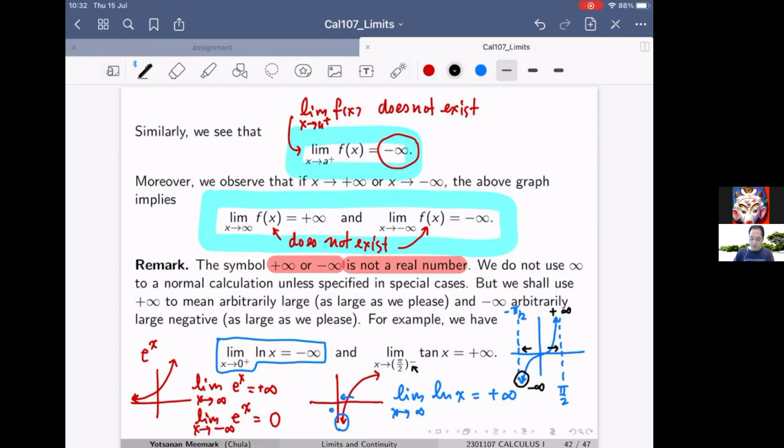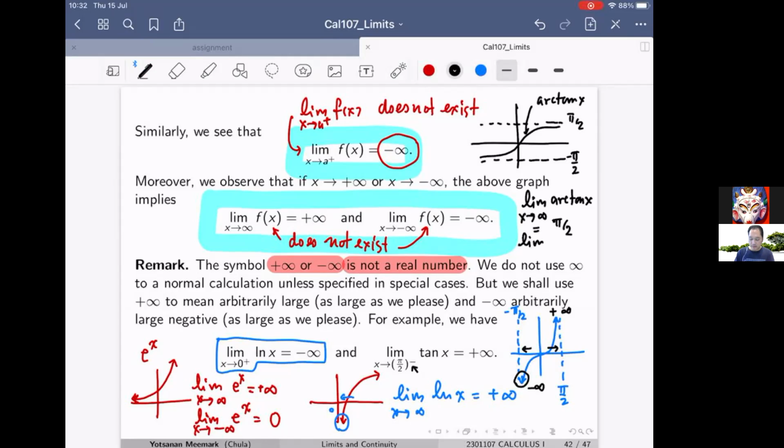Okay, another one that you may need to keep in mind is the arctangent. It's just the other way around. It looks like that. Here's pi over 2, there's also negative pi over 2. So we have x to infinity of the arctangent. But this one, the limit exists and it will go to what? Pi over 2. And if you let your x go to negative infinity, the arctangent of x will go to negative pi over 2.